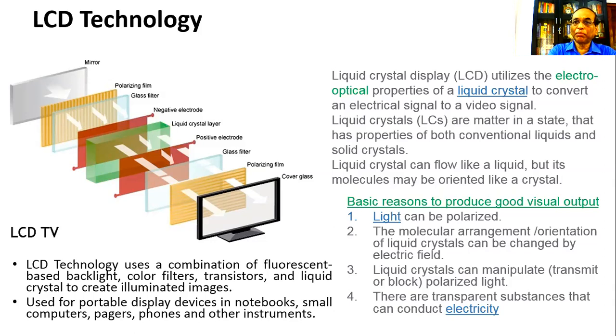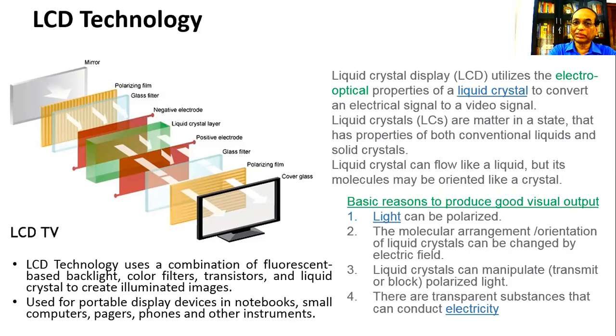What is the very basics of the liquid crystal? Liquid crystal display utilizes the electro-optical properties of the liquid crystal to convert an electrical signal to a video signal. So the electro-optical property means that with the help of the electric field, its polarization can be changed. So it will sometimes allow the light to pass through it, sometimes it will prohibit.